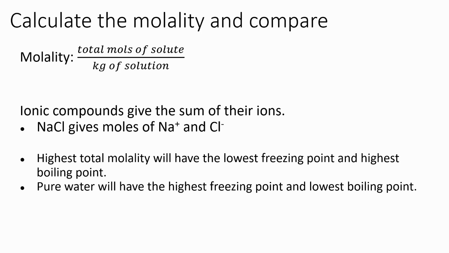So the best way to do this problem is using the molality. So we take the total moles of solute. If it's ionic, like sodium chloride, we're going to take the moles of sodium chloride and multiply it by 2 because we actually get 2 moles of particles out. And then we divide by the mass of the solution. And then the highest total molality will have the greatest effect. So the biggest molality will drop the freezing point the most. It will also raise the boiling point the most. And this will make more sense when we do an example.